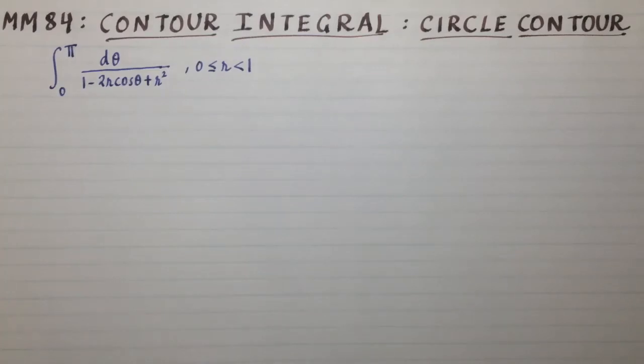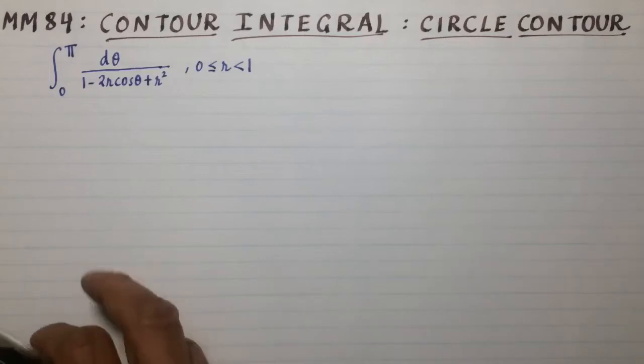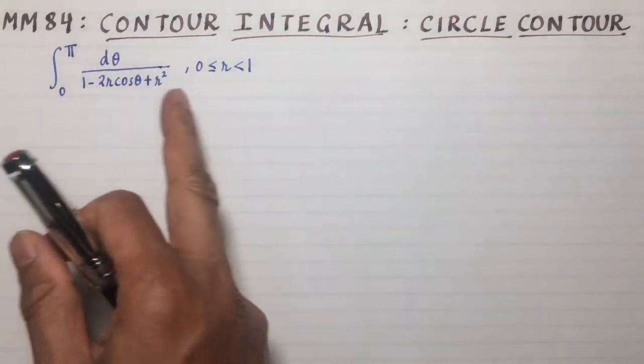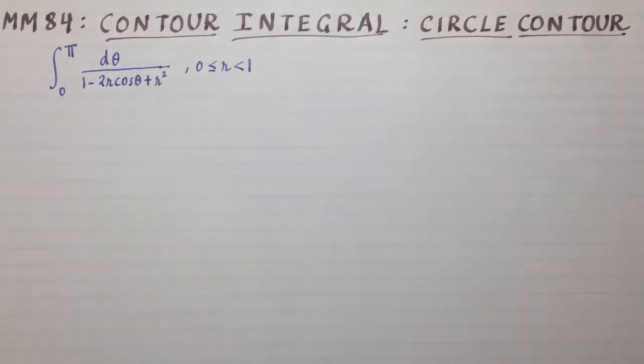Let's consider the contour integral shown. This is not a contour integral at all, actually. I wish to make it into one. Currently, this is just a real integral from 0 to pi of d theta over 1 minus 2r cosine theta plus r squared.